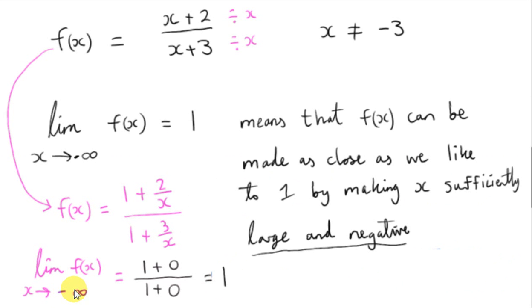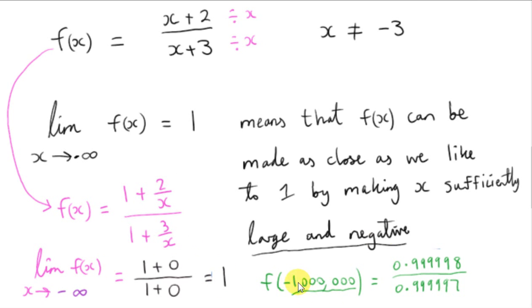Now for large negative values of x, we see that f of x is also approaching 1. See, as x heads towards minus infinity, obviously 2 over x is still going to go to 0. But of course 2 over x will be negative in this situation. For a very large negative value of x, 2 divided by x will be negative, and 3 divided by x will be negative. But as x gets larger and larger and negative, both of these will go to 0, so the limit will be 1 also.